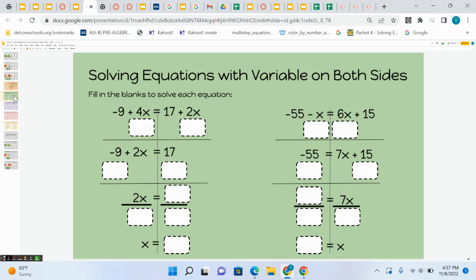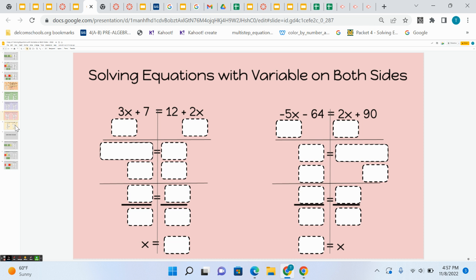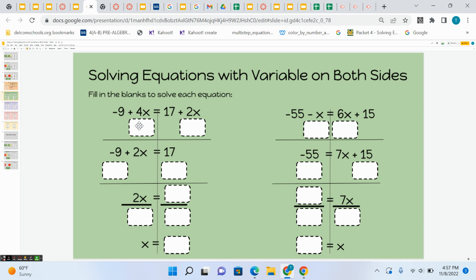Okay, this video is to help you get started on the slides over solving equations with variables on both sides. You're going to have some problems to do that I set up. I set them up so that you would get rid of your x's first, instead of your numbers. I set it up so that you would get the x's on one side first.